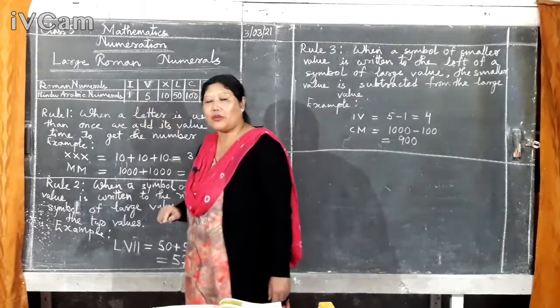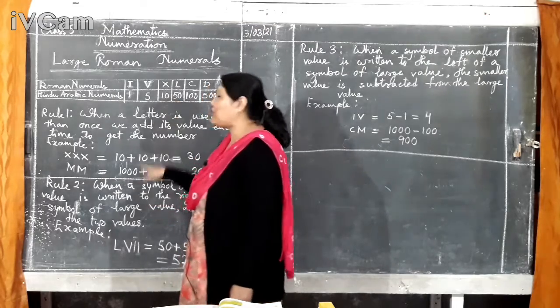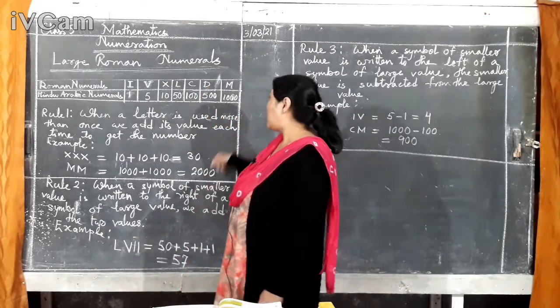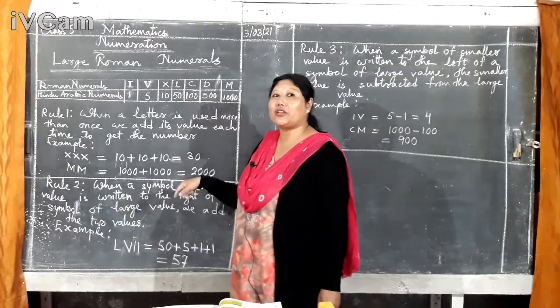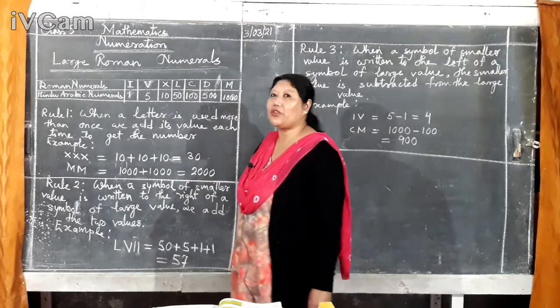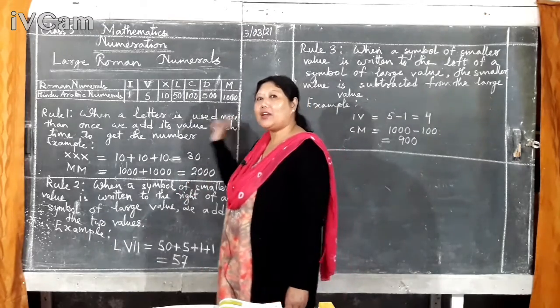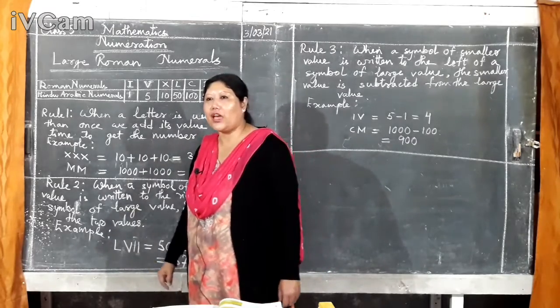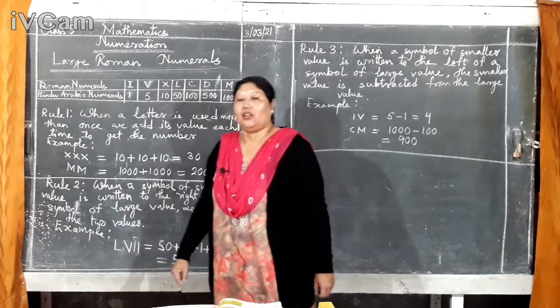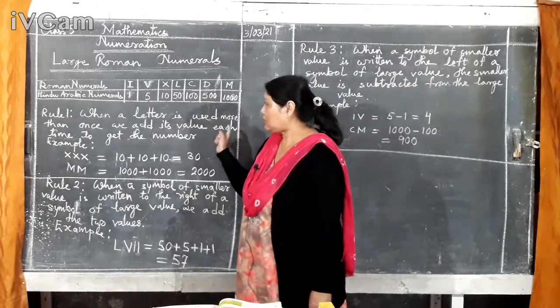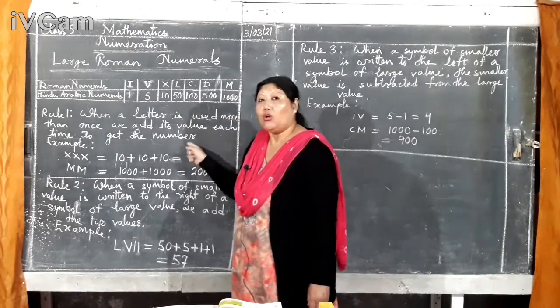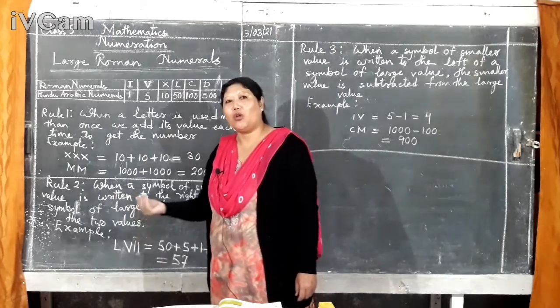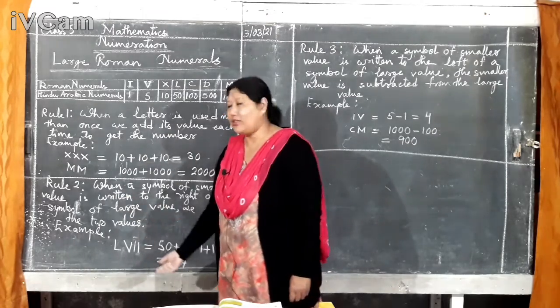I can be repeated 3 times. X, that is 10, can be repeated 3 times. And C also can be repeated 3 times. M also can be repeated 3 times. But other symbols cannot be repeated. Now, if it is repeated, what you have to do? You have to add.